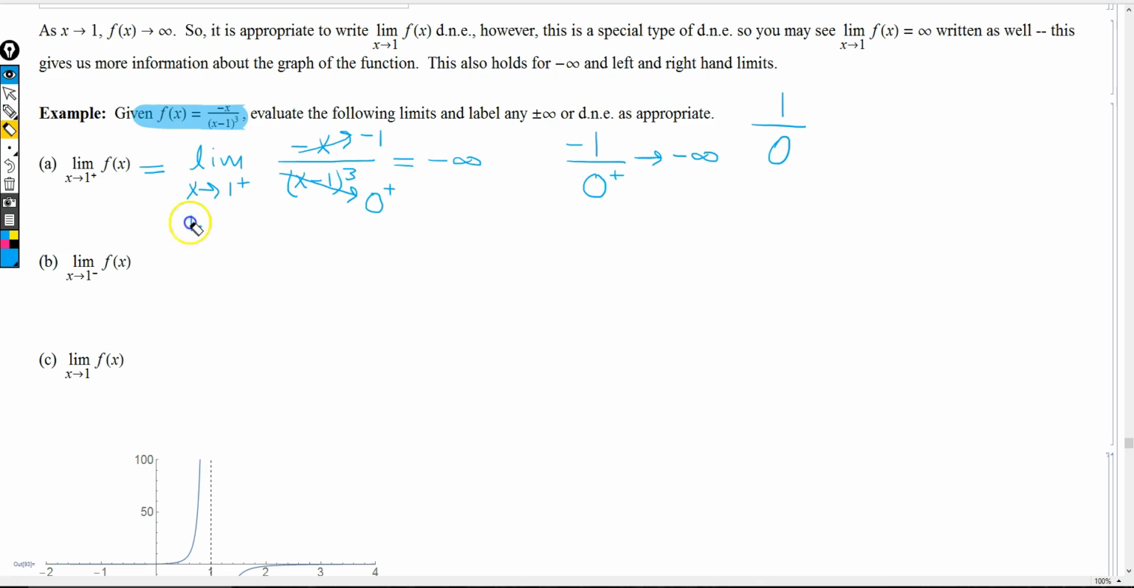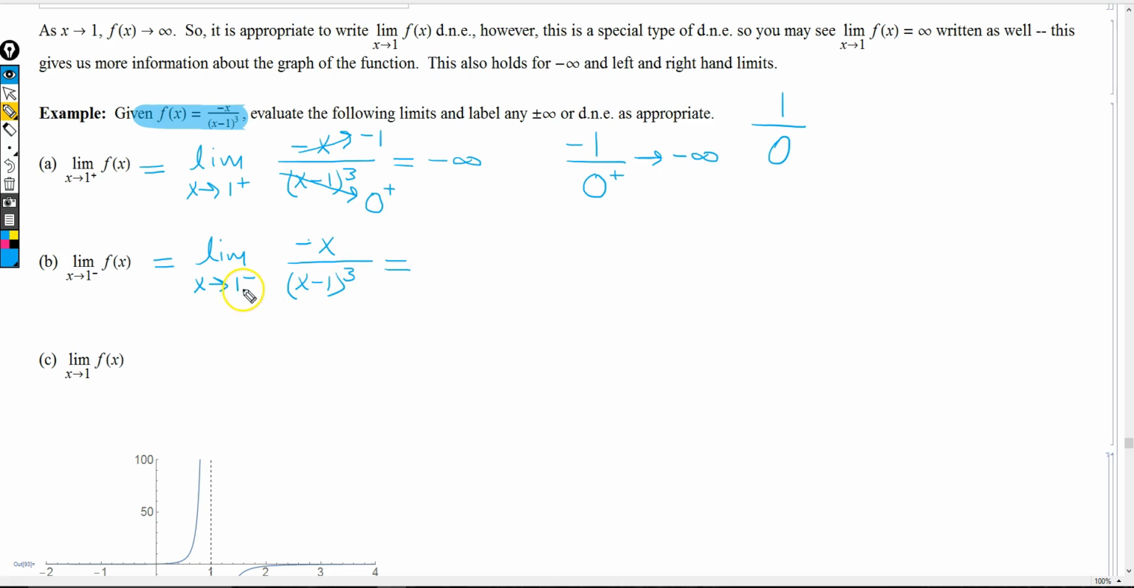Now let's take a look at this one. Limit as x approaches 1 from the left. So we'll write this as limit x approaches 1 from the left, negative x over (x minus 1) cubed, and let's see if we can determine what that is.